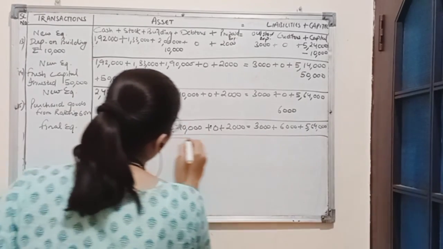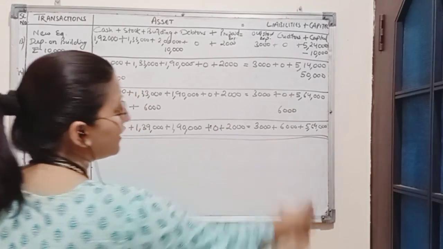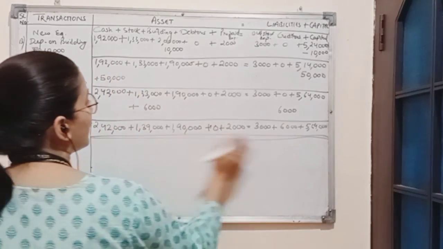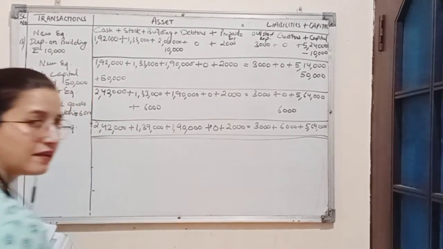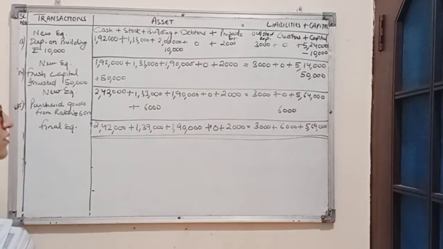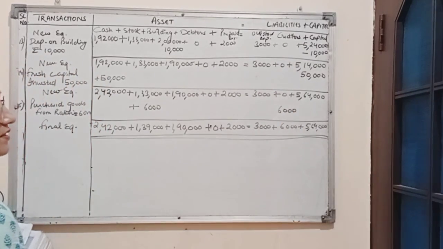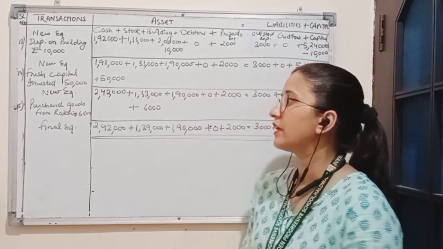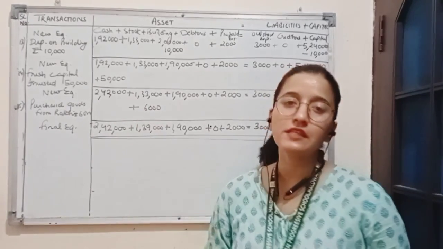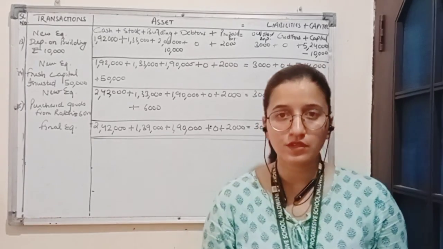If we will add asset column and liabilities and capital column, we will get the equal amount here. That means the equation will be balanced here. Asset side total will be equal to the total of liabilities and capital side. So this is how we will solve the question based on accounting equation with all these transactions. So with this, we have completed the topic of accounting equation.